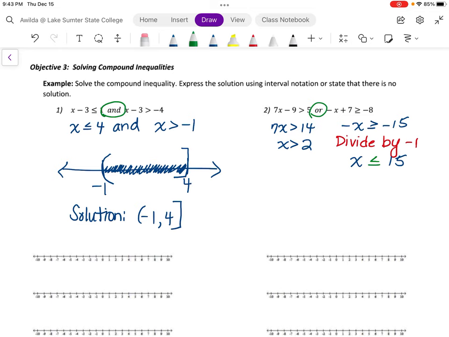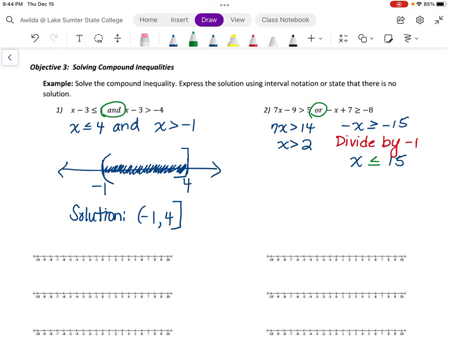Now, this one's going to be a little tricky. Or means that x doesn't have to meet both criteria at the same time. It could be either one. So if this had been an and problem, 2 would have been our lower limit and 15 would have been our upper limit. But let's see what happens in this case.